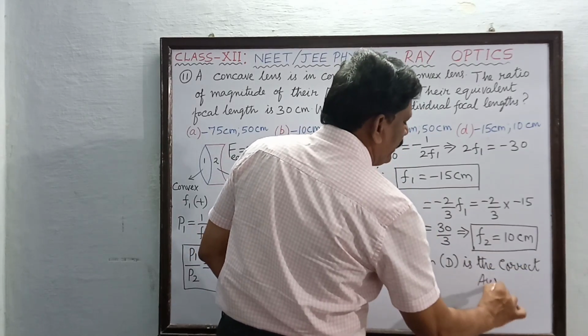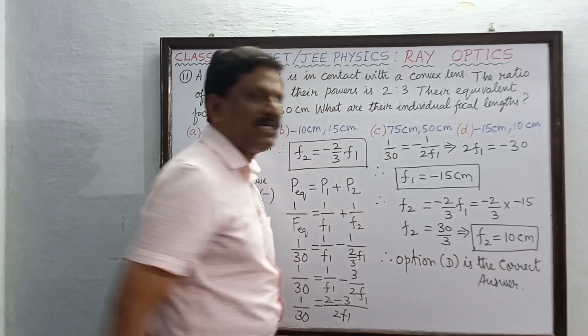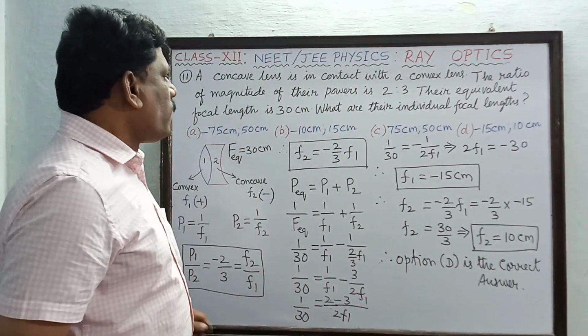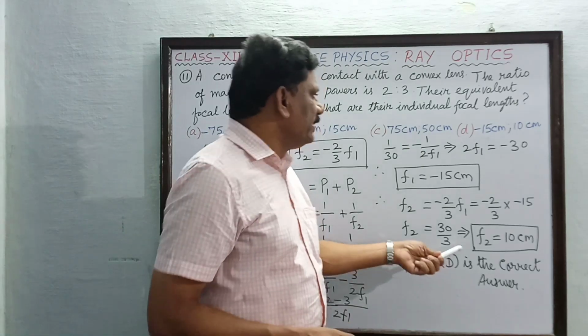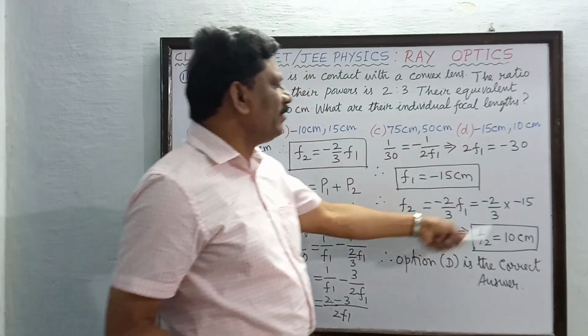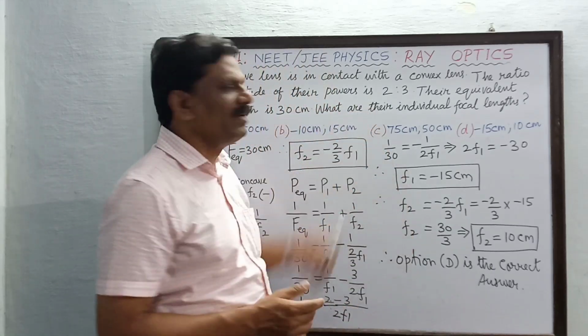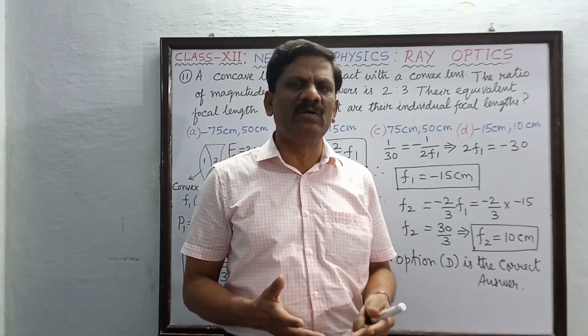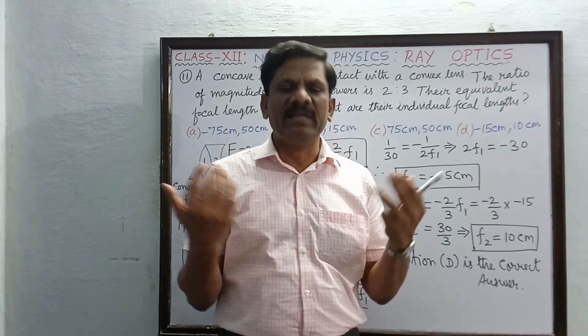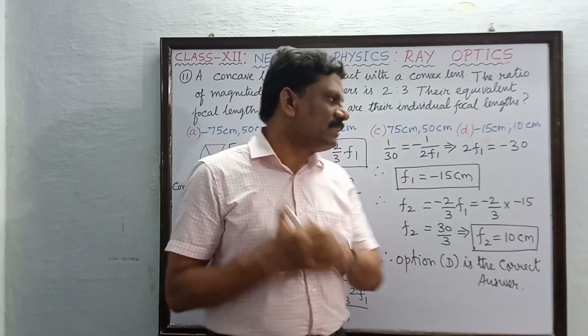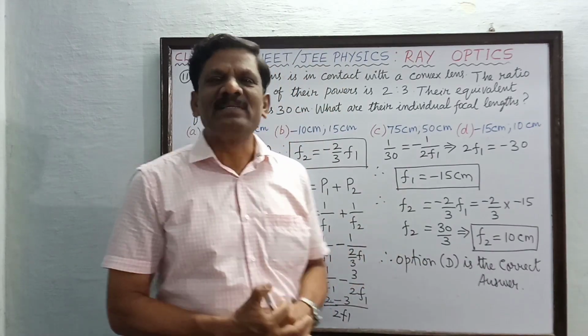So it is based on the concept of combination of two lenses. So f1 is equal to minus 15 centimeter and f2 is equal to plus 10 centimeter. The concept is the ratio of the powers is given, we convert it into the ratio of the focal lengths and we relate the focal lengths of the two lenses and find the answer. I hope you must have understood well. Fine.